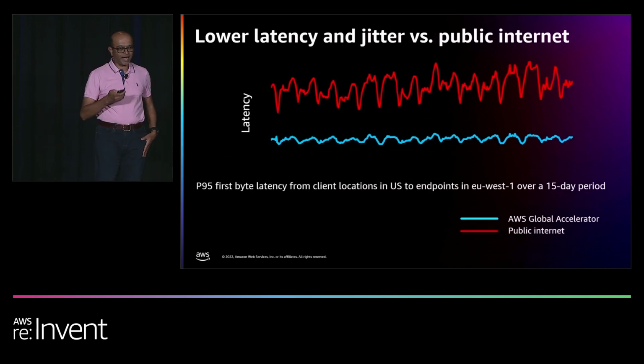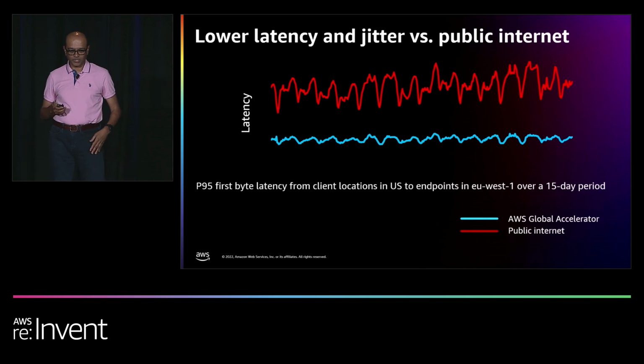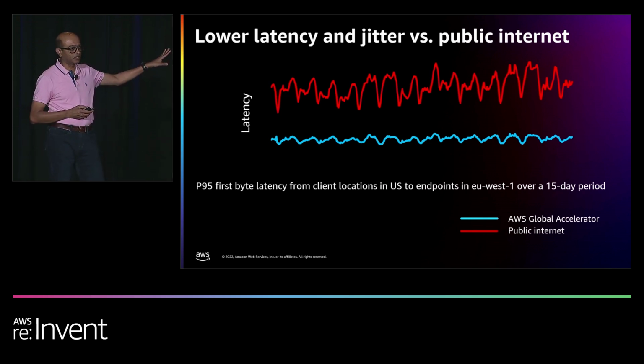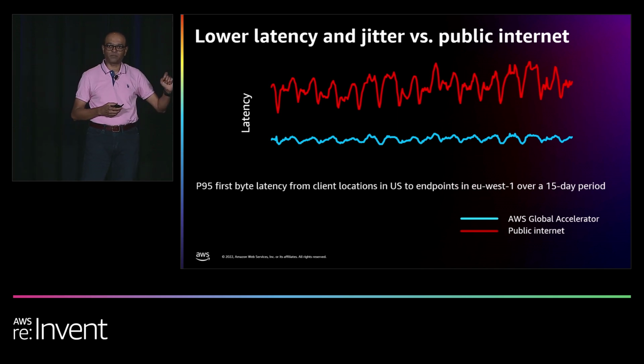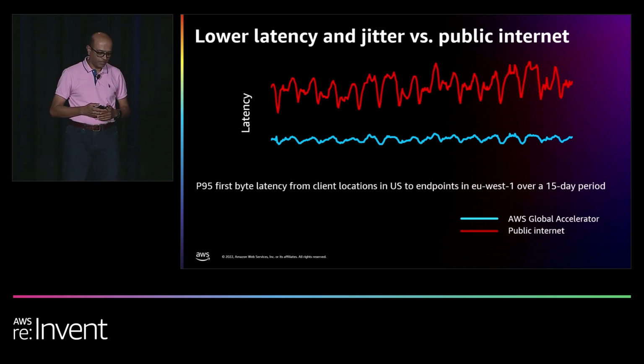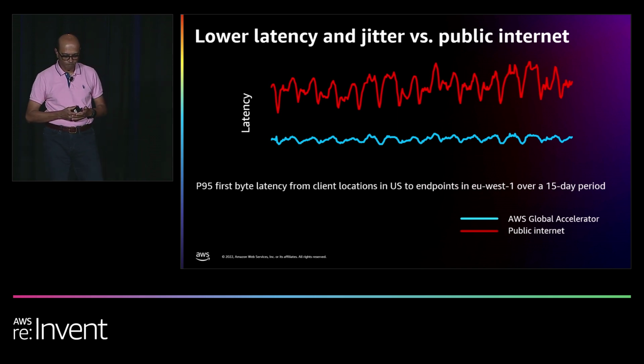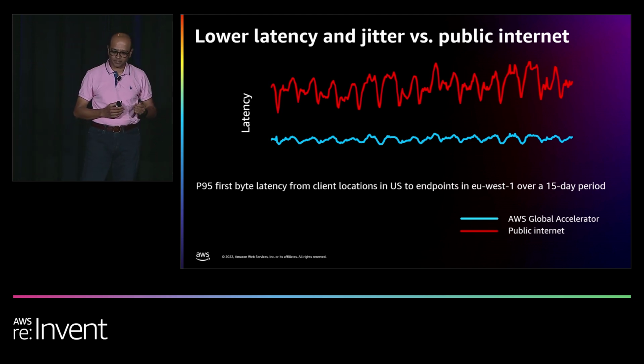Because of this, as a Global Accelerator customer, you also get to enjoy lower latency and jitter compared to the public internet. This chart shows the P95 first byte latency from client locations in the United States to endpoints in Dublin, Ireland, over a 15-day period. Measurements were taken earlier this month. The red line shows the latency using the public internet, or the impact of internet weather, as we call it. And the blue line shows the corresponding measurements with Global Accelerator.